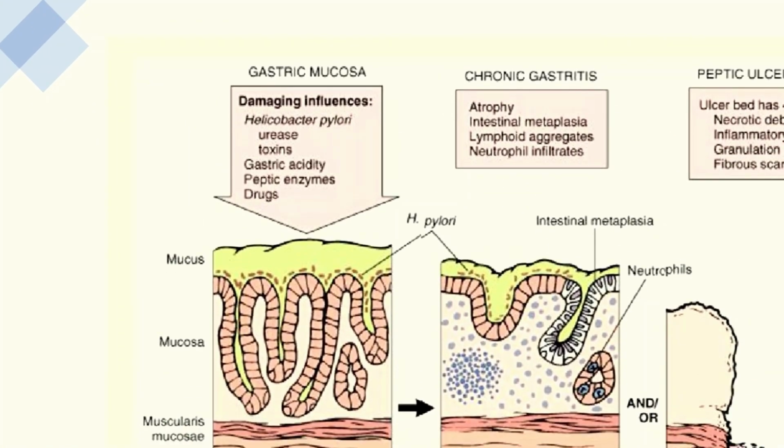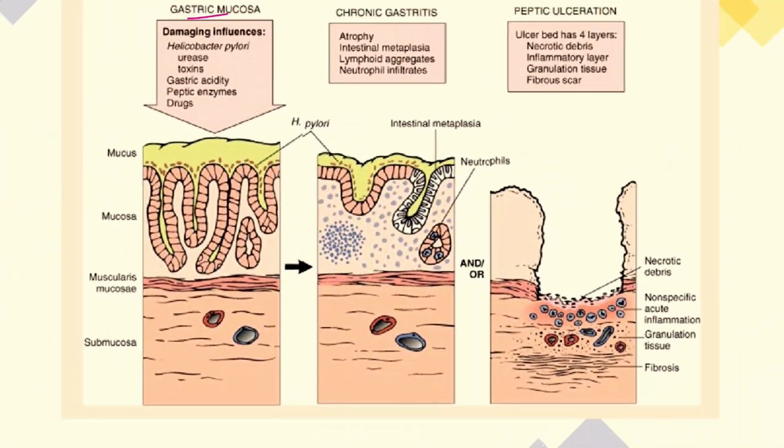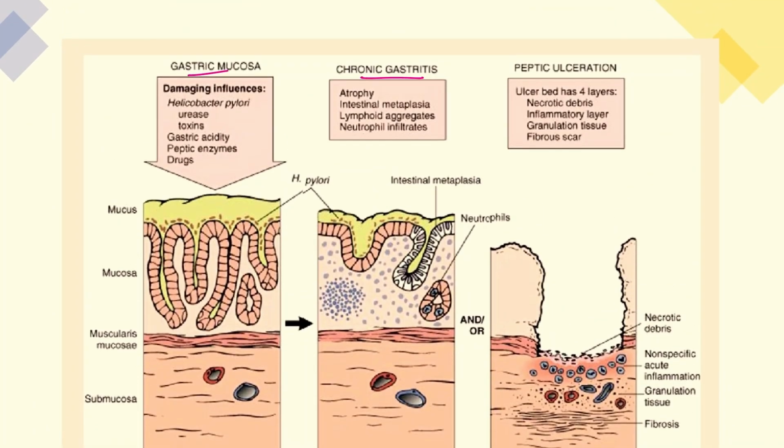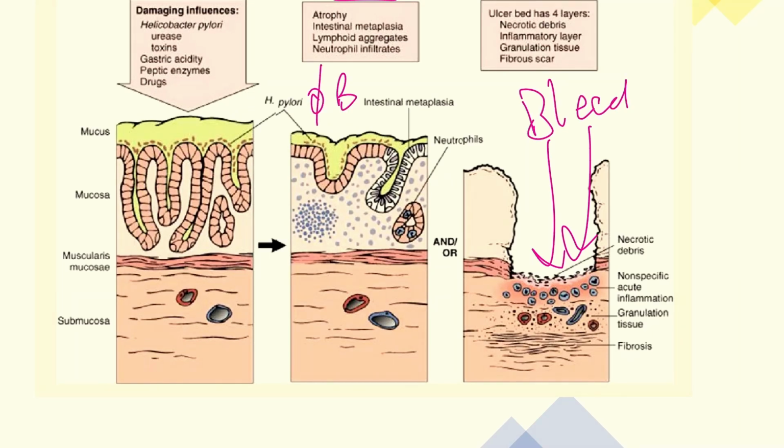So here's your normal, healthy gastric mucosa. Now we get chronic gastritis. Remember, gastritis is just the mucosal layer. Now we have peptic ulceration, so peptic ulcer disease. And now look at what layers we go all the way down into. So there's another graphical representation showing you the differences between normal gastric mucosa, acute gastritis, versus a peptic ulcer, and how deep they go. Obviously, these will bleed. These will not bleed.